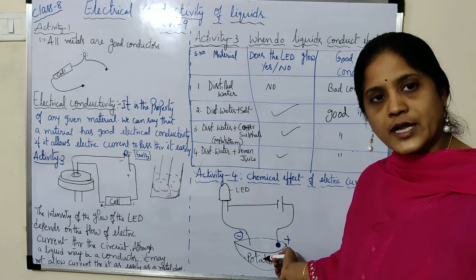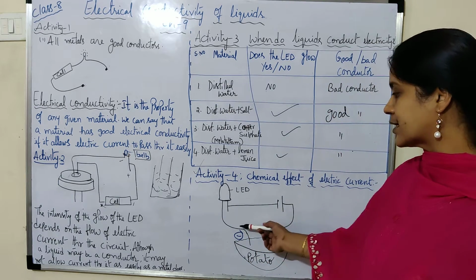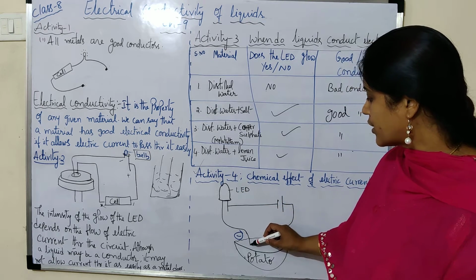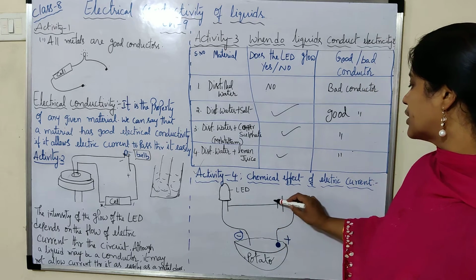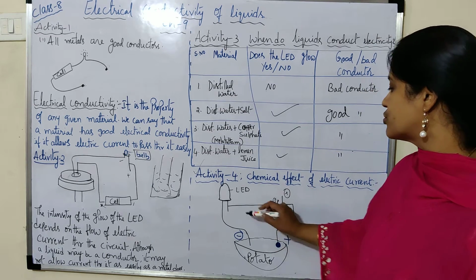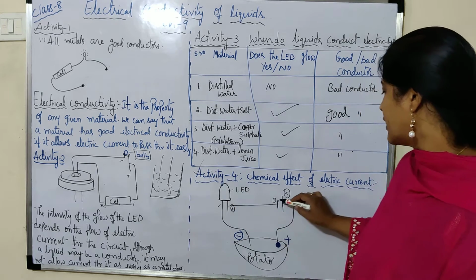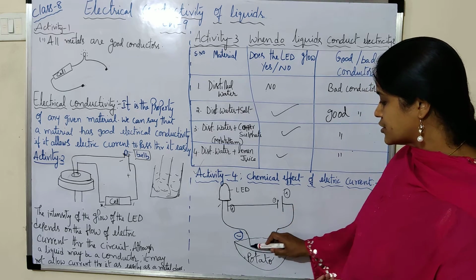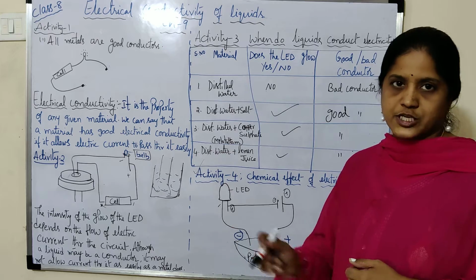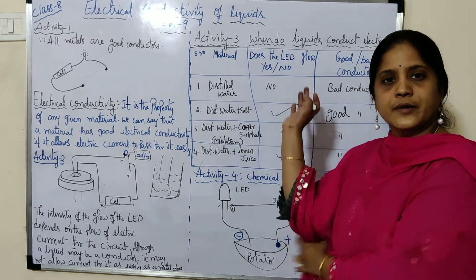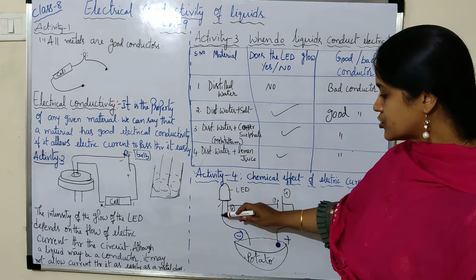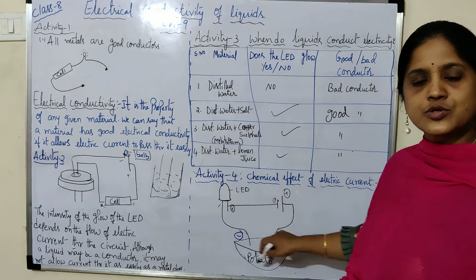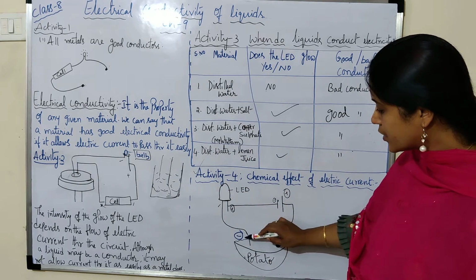Take a half-cut potato and take 2 conducting wires, and connect from the LED to this potato at one place, and from this LED to the negative terminal, and this is the positive terminal. Like that you give the connection. Just dip these conducting wires at 2 different places in the potato. Then the circuit is completed. There is no gap, because the potato is there.